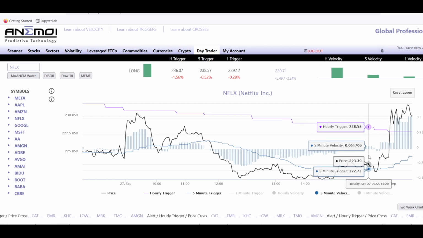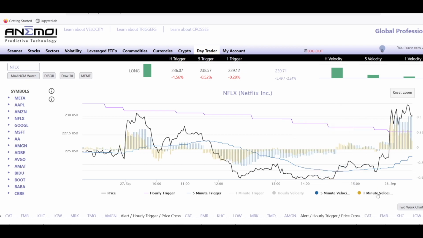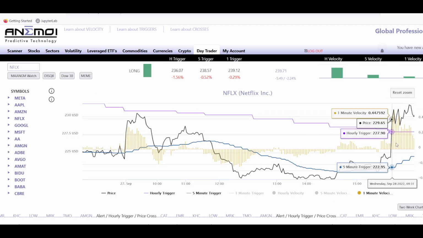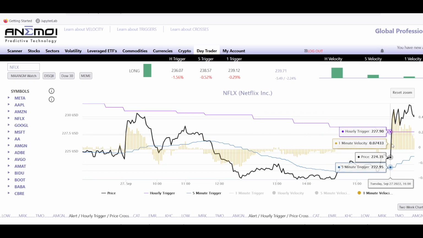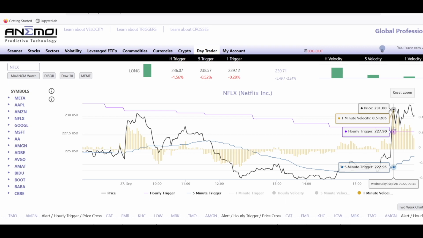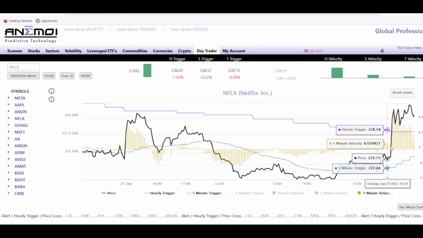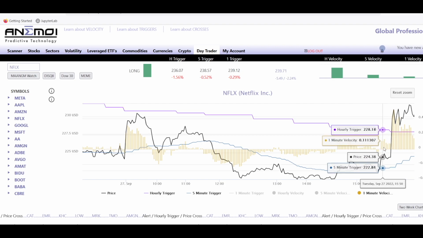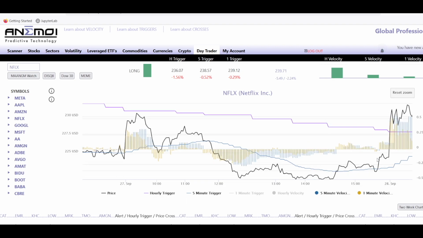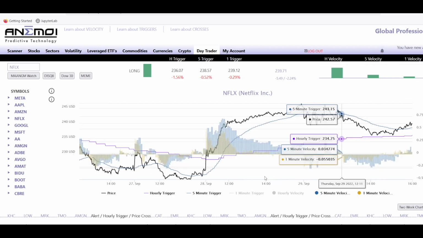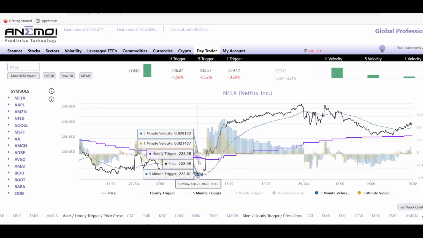Now, if we look over here at this attack of the hourly trigger, you can see that as price was coming up, we had a really strong 1 minute velocity. The 1 minute velocity was a 0.5. And so as price is nearing the hourly trigger, you want to check the 1 minute velocity and the 5 minute velocity to know if price is going to break through the trigger or reject the trigger.